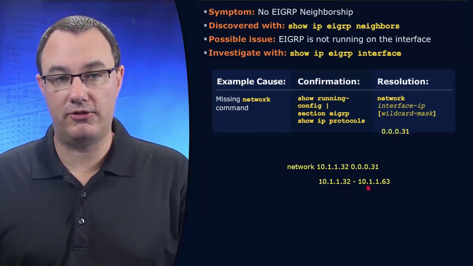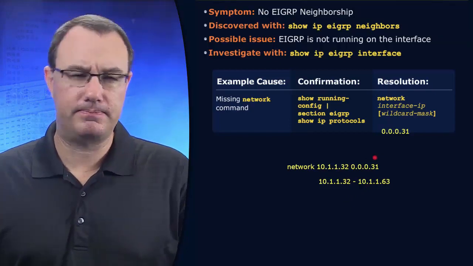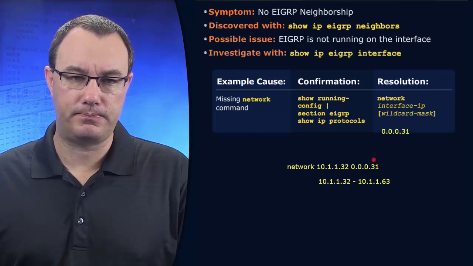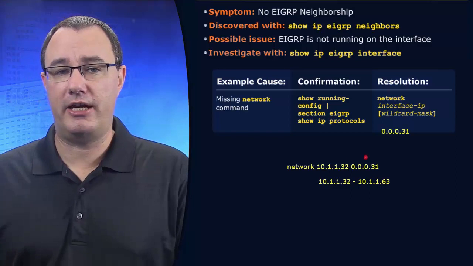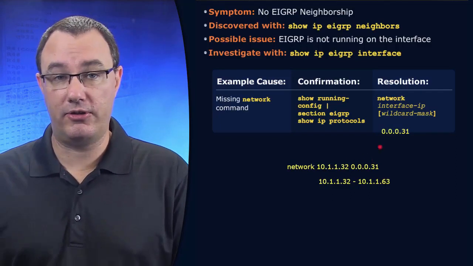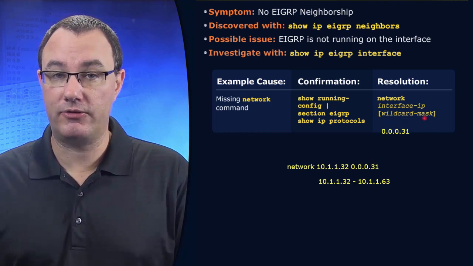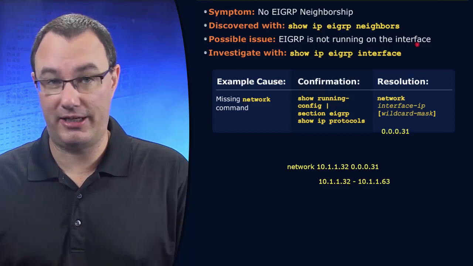Okay, so this is not saying I want to advertise the network with what is that, 5 bits. So that would be a /27 mask. That's not saying advertise with a /27 mask. This has no bearing on the subnet ID and mask that is advertised. It is just saying, are we running it on the interface?